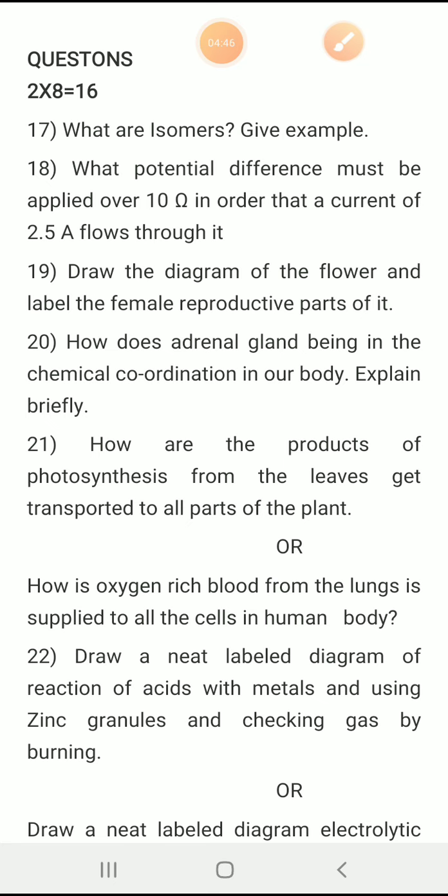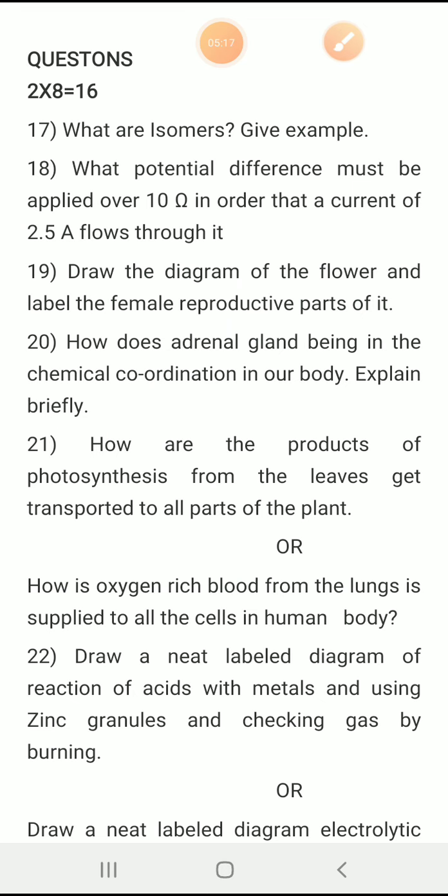Here is a diagram from the second chapter, acids, bases and salts, and you know that we use zinc granules in that. The gas which is liberated, collected by downward displacement of water, is hydrogen gas, children. You know this, you have drawn this many times, and kindly draw this diagram.